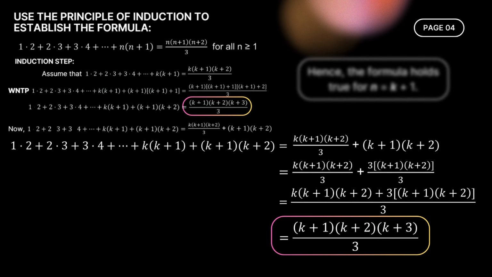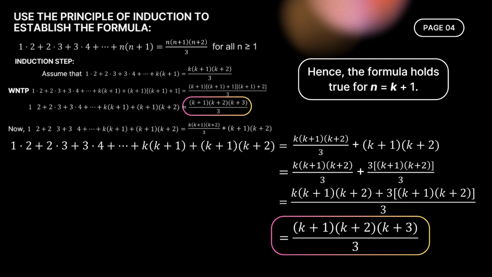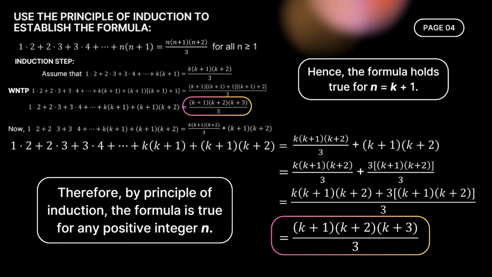Hence, the formula holds true for n equal to k plus 1, and therefore, by the principle of induction, the formula is true for any positive integer n. To summarize, we proved that the base case is true for n equal to 1. We assumed it was true for n equal to k. We showed it must then be true for n equal to k plus 1. Therefore, by the principle of mathematical induction, the formula is valid for all natural numbers n.